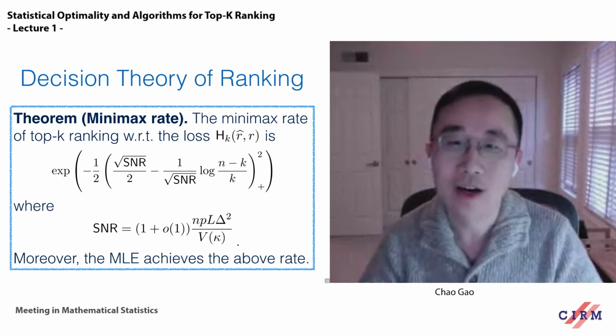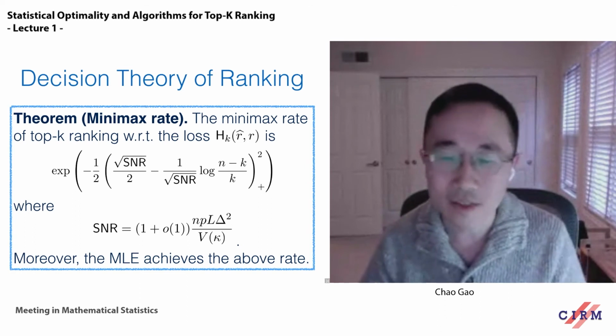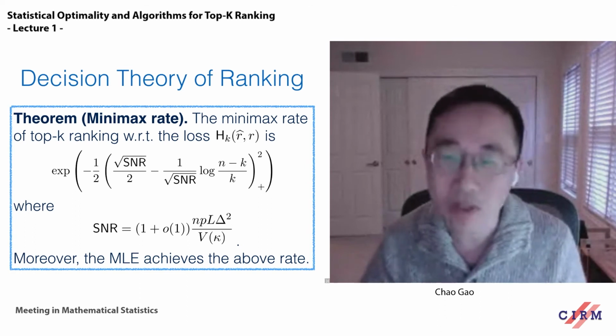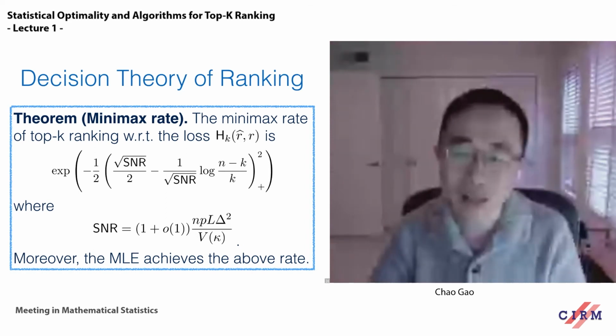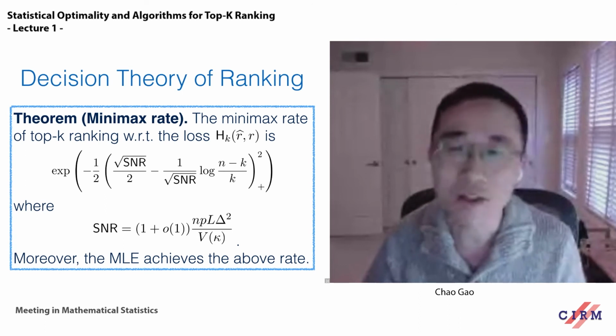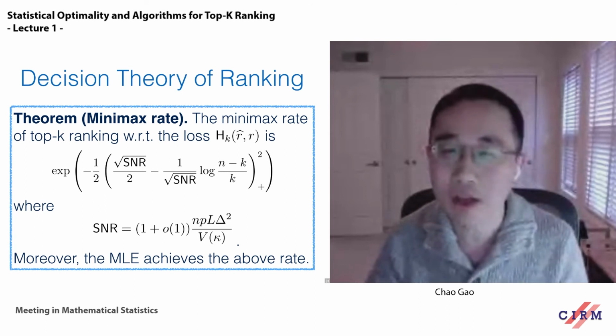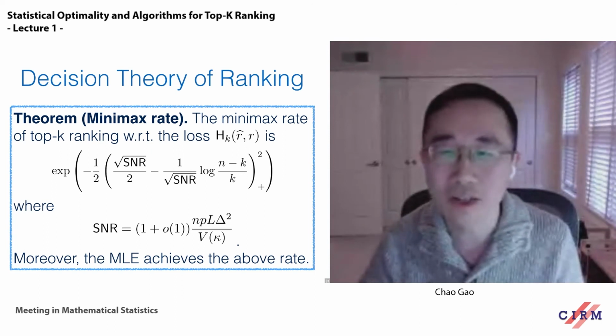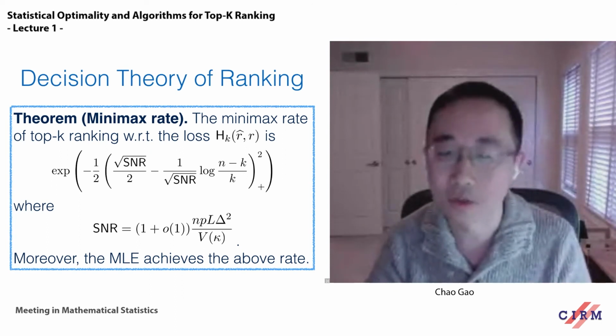Okay, the signal-to-noise ratio parameter is equivalent to the ratio MPL times delta squared over the variance function, right? So in the denominator, you have the variance function that characterizes the noise level. In the numerator, you have MPL, which is the effective sample size, times the separation parameter squared. Therefore, it is called the signal-to-noise ratio, right?